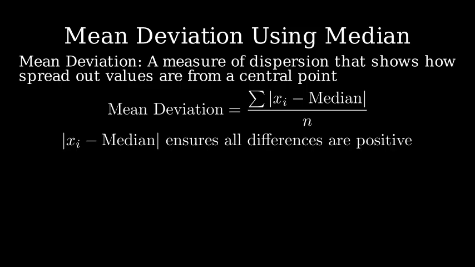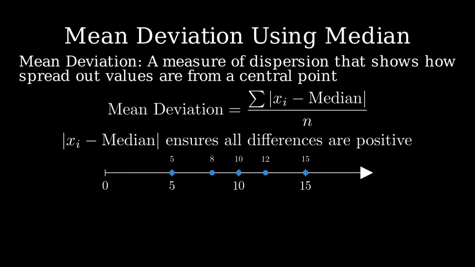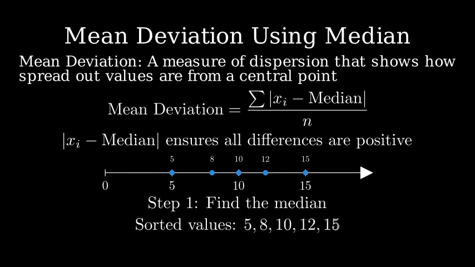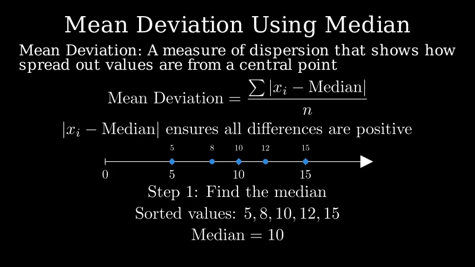Let's work through an example step by step. Consider the following dataset representing the ages of a small group of people: 5, 8, 10, 12, and 15. Step 1. Find the median of our dataset. To find the median, we need to first arrange our numbers in ascending order. But since our dataset is already sorted, we can skip this step. Now, since we have 5 values, the median will be the middle value, which is 10.